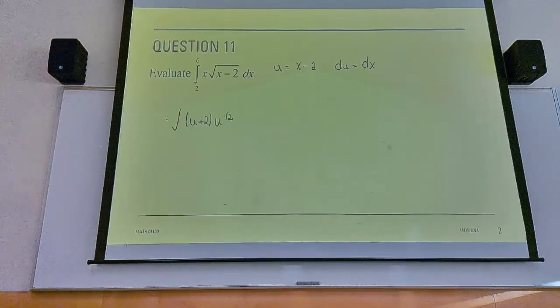However, the limits 2 to 6 were given for x. We're now in u. When x equals 2, what does u equal? When x equals 6, what does u equal? There's your new integral.